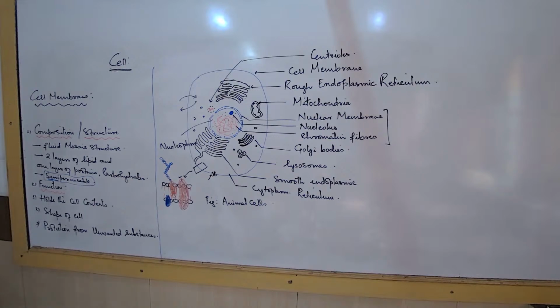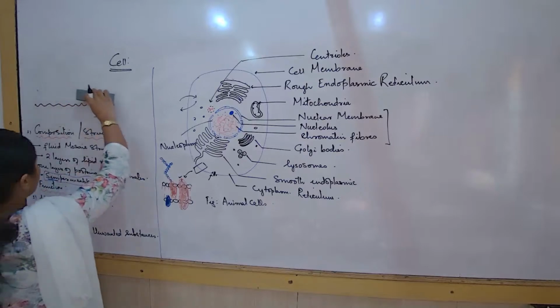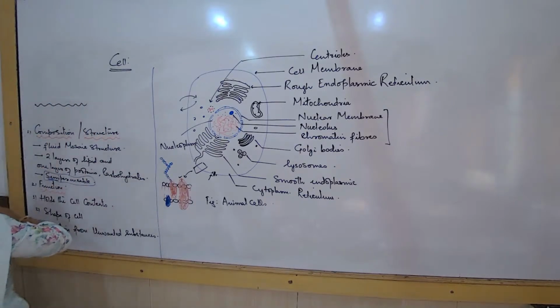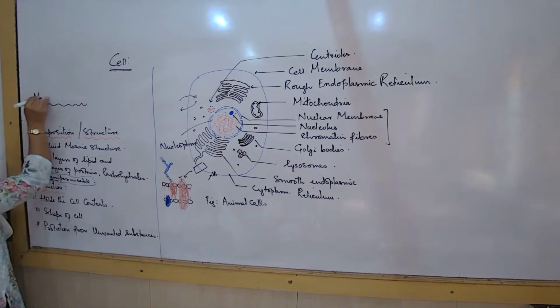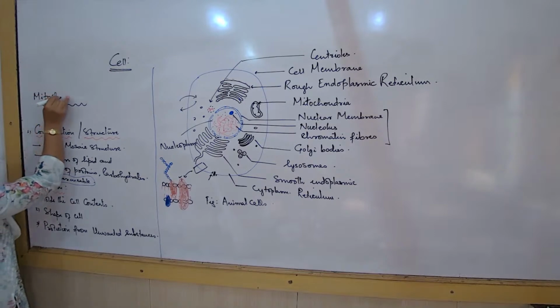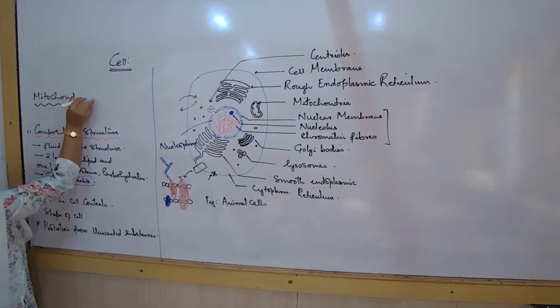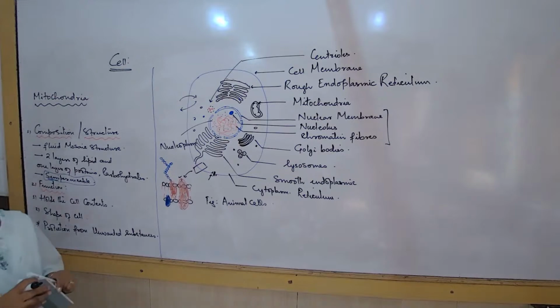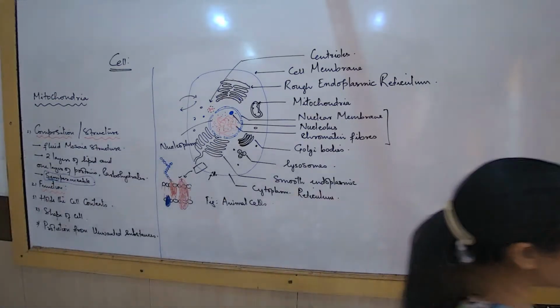Let us talk about the next organelle now. What is the next organelle we are going to talk about? Let us take the most important ones first. We talk about the mitochondria. Can you see the mitochondria in the figure? Yes, ma'am. Can you see the mitochondria? I'll show you the mitochondria in detail again.